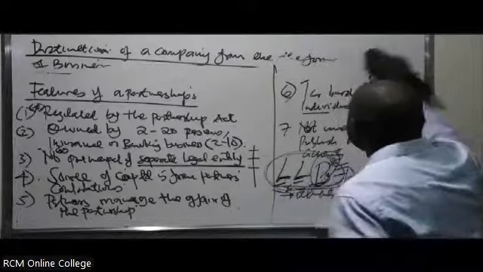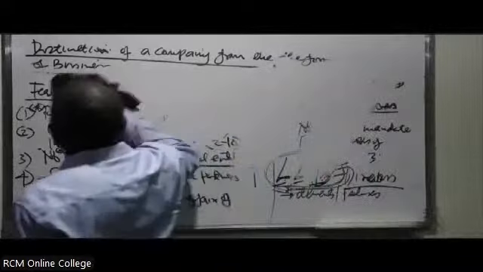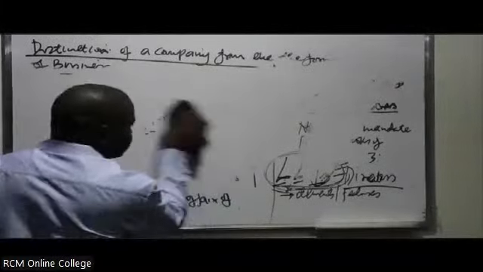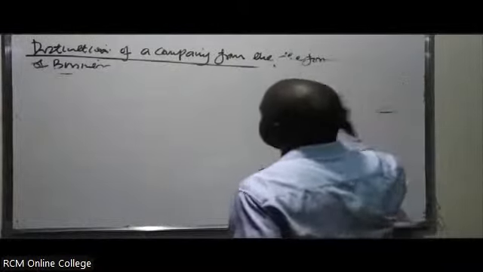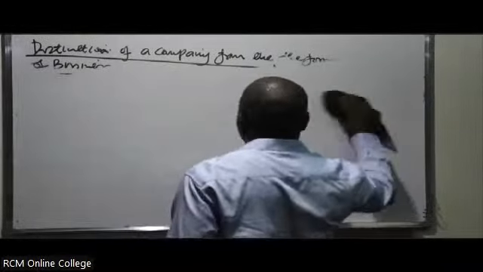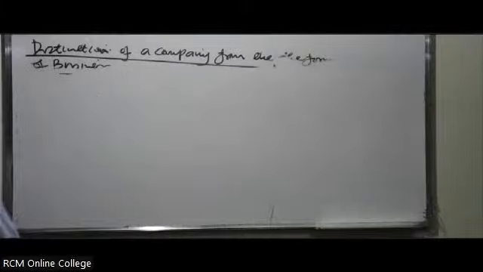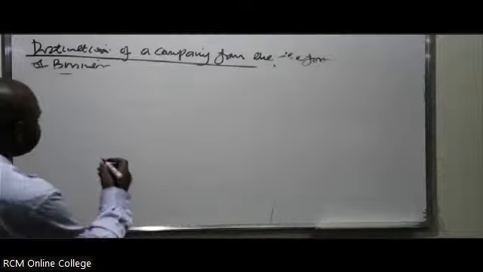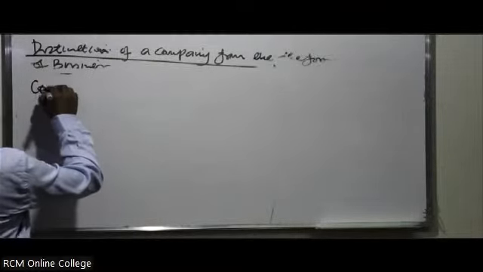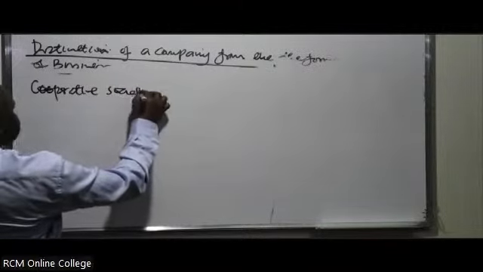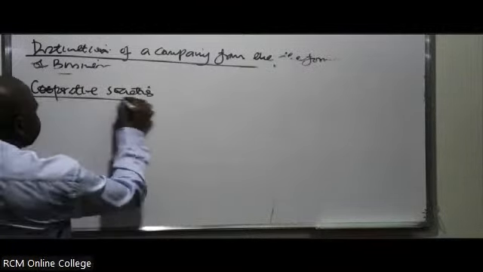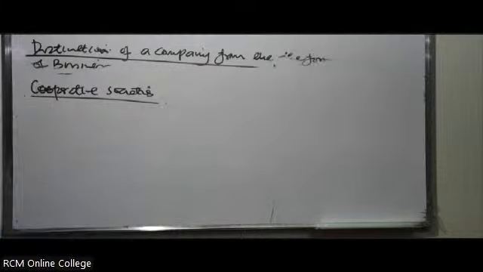Cooperative societies. We can go to cooperative societies. Cooperative societies is the last one that you're going to look at. So what are some of the features of a cooperative society?